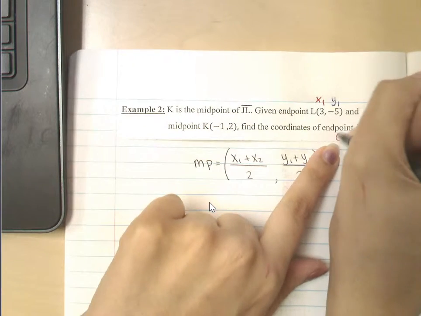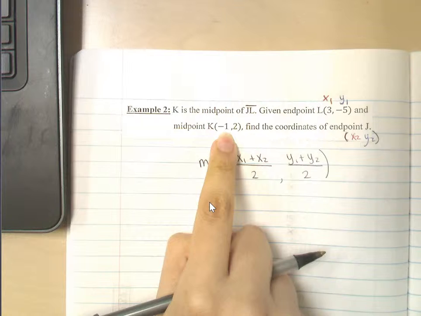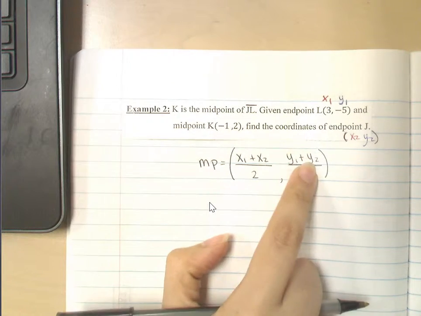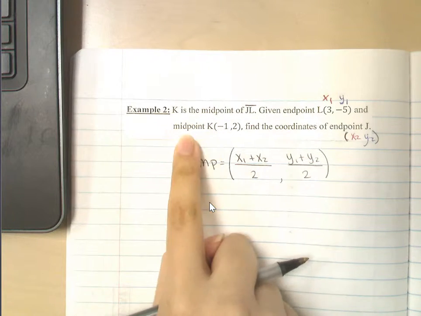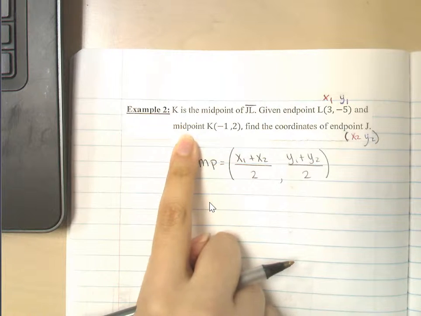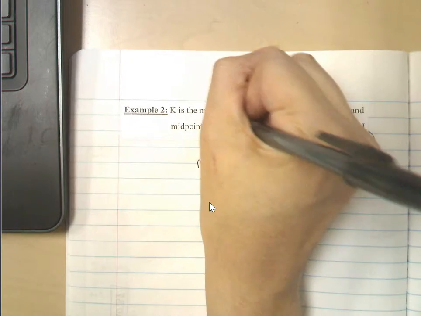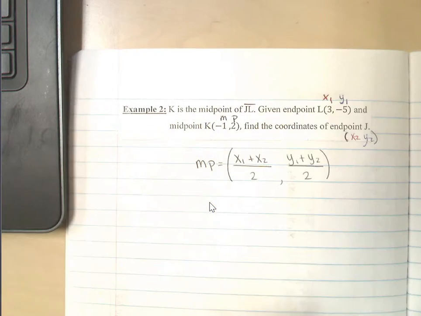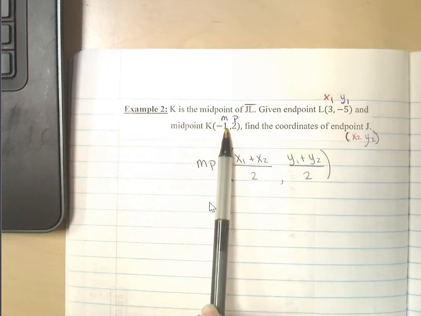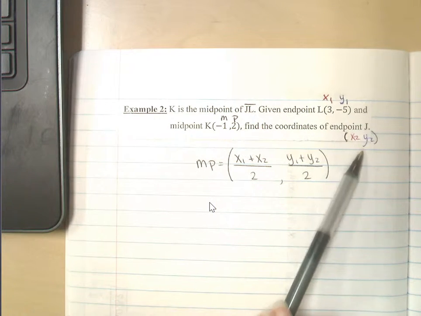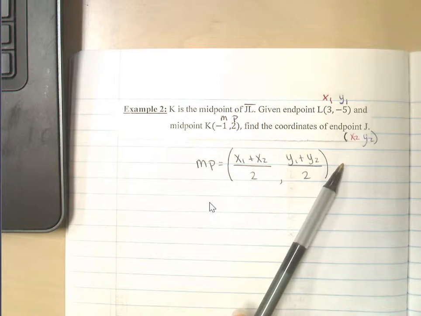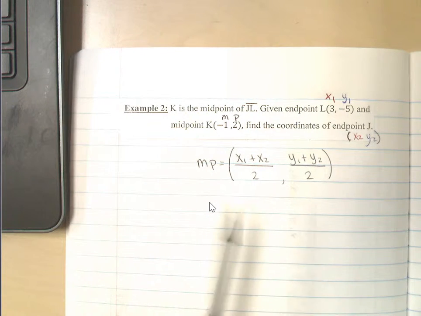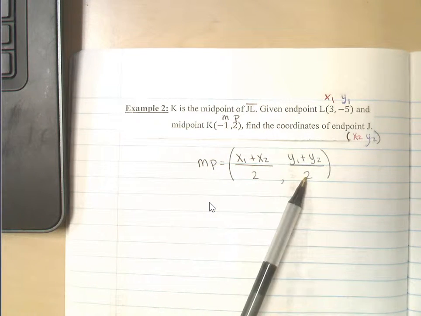So that's why I cannot use this point in this formula as a y. This is a midpoint. So when you see the word midpoint, I recommend that you label that with the M and then the P, just to help you remember that that's the midpoint. You're not plugging it in for x1 or x2.